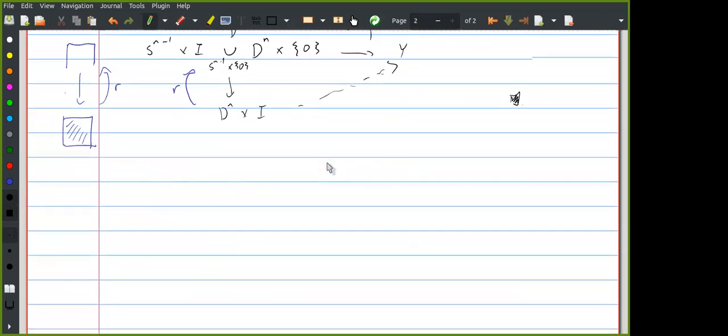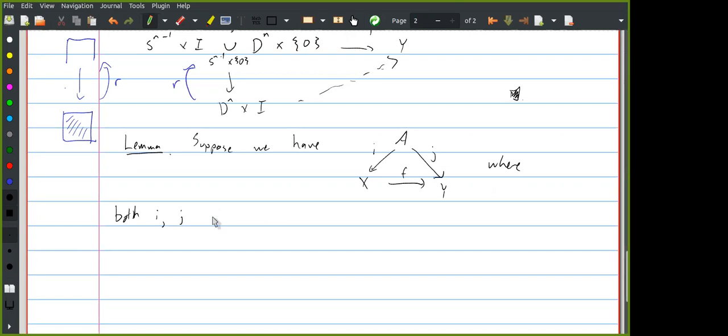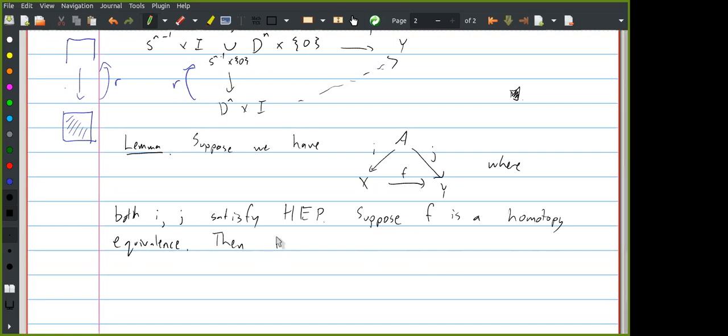Okay, so what's the point of this? Let's think about some things that we can do with this property. Suppose we have a diagram where both I and J satisfy the homotopy extension property, and suppose that F is a homotopy equivalence. Then it is a homotopy equivalence under A.